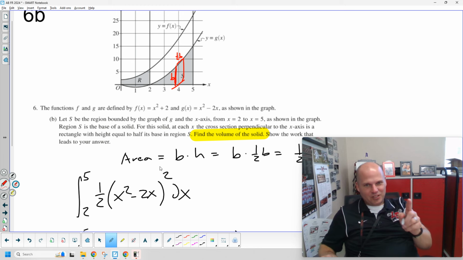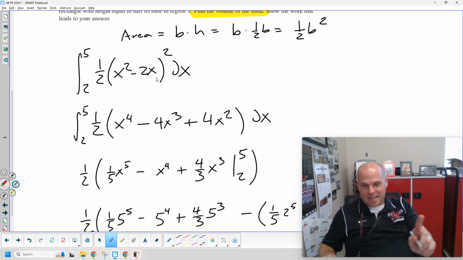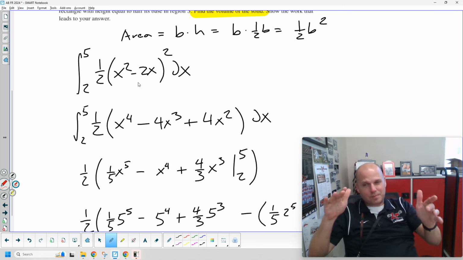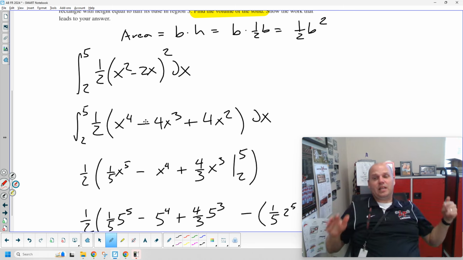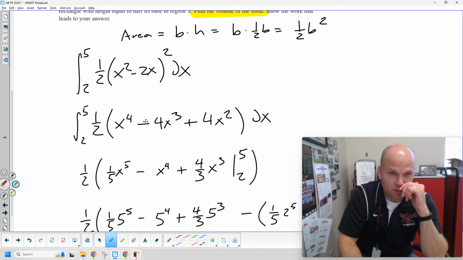They did not want you to leave it like this. They wanted you to find the antiderivative of this. Now, how do you take the antiderivative of 1/2 x squared minus 2x squared? Not using u substitution, but by distributing. We practiced this. You should have been ready for this.